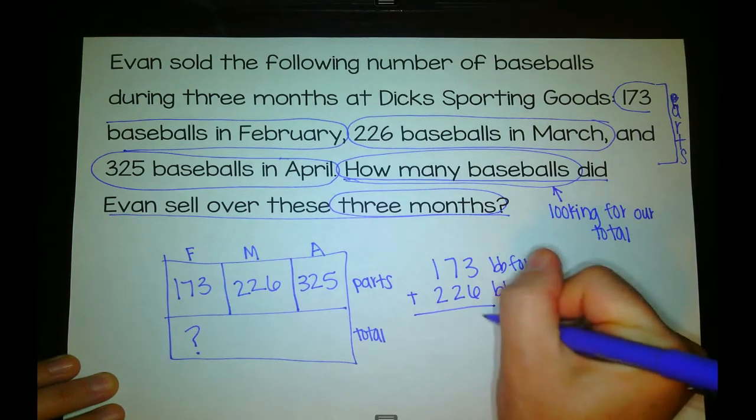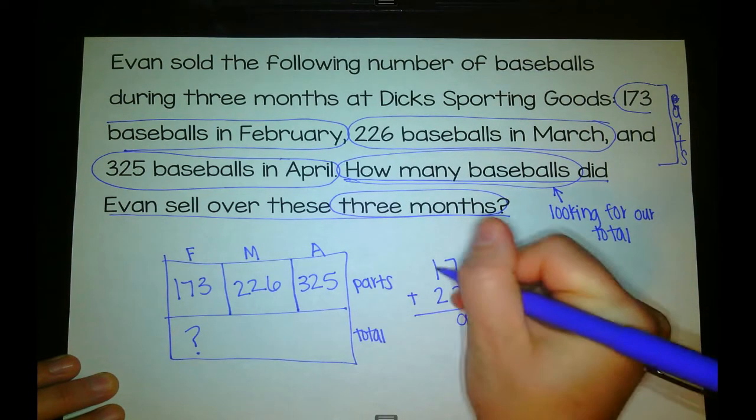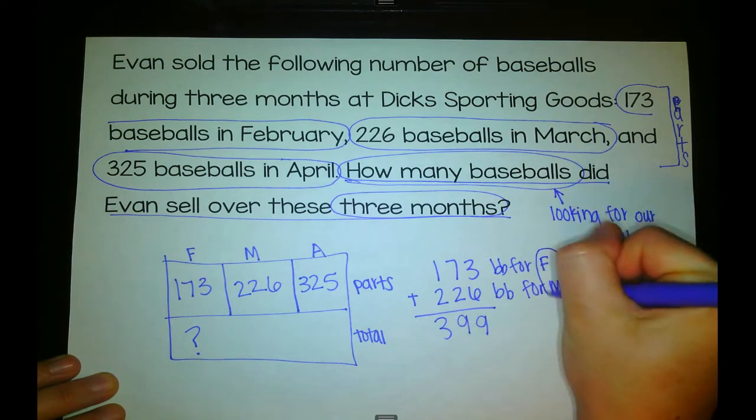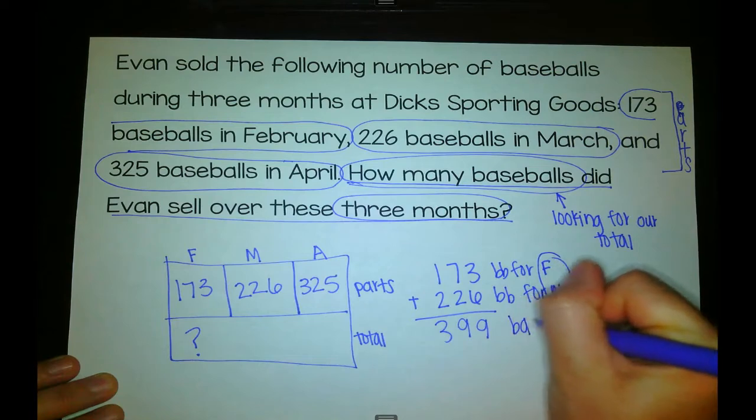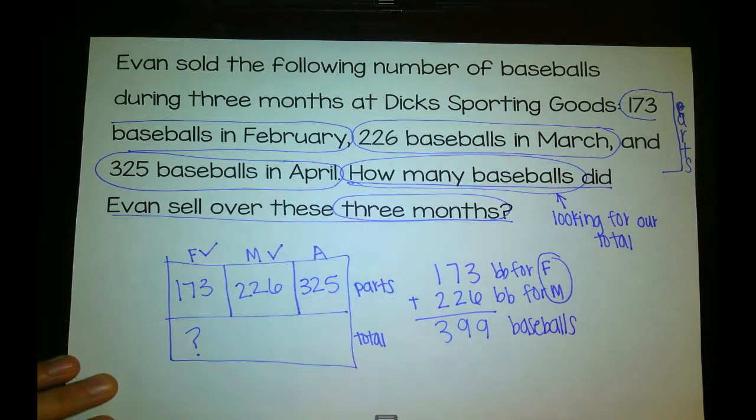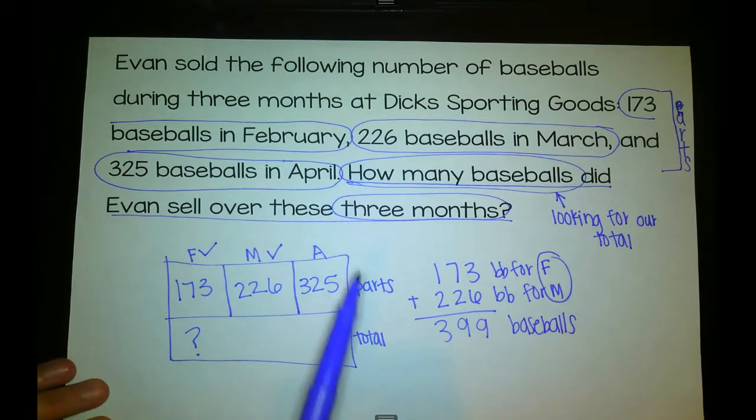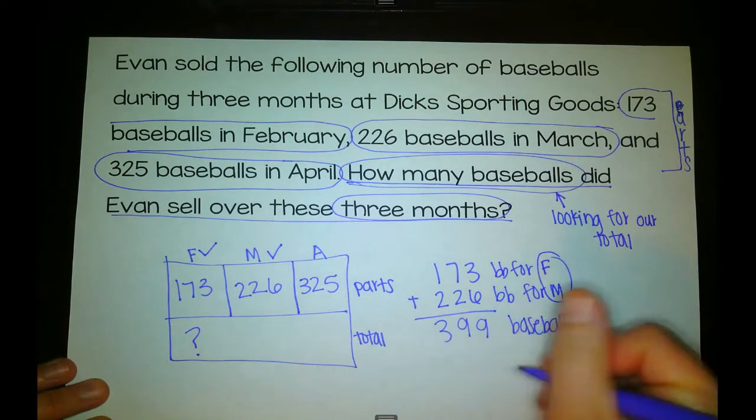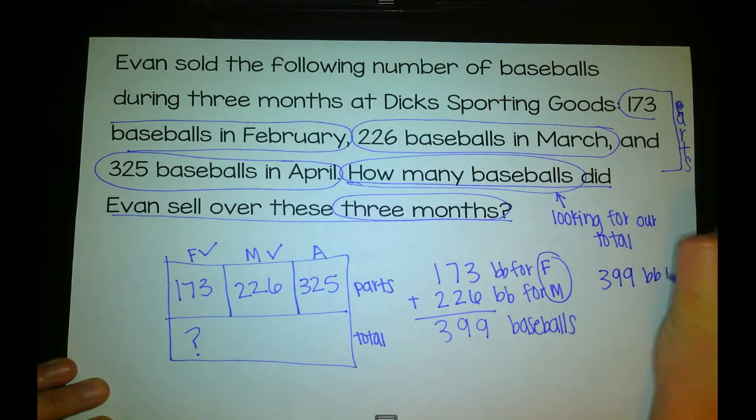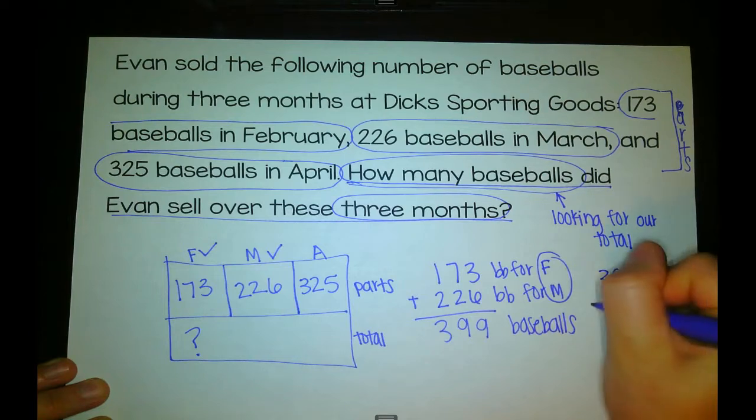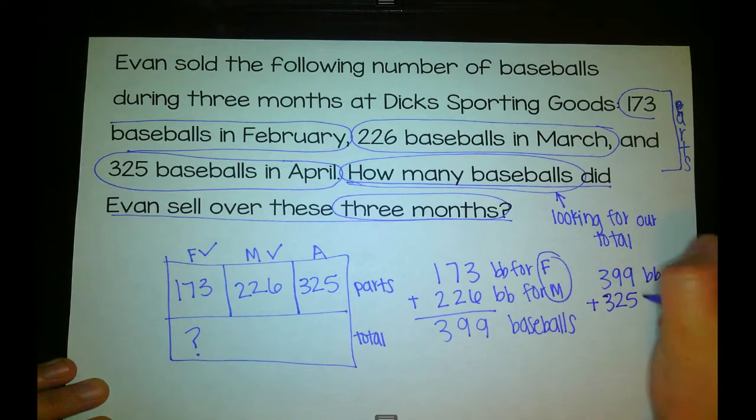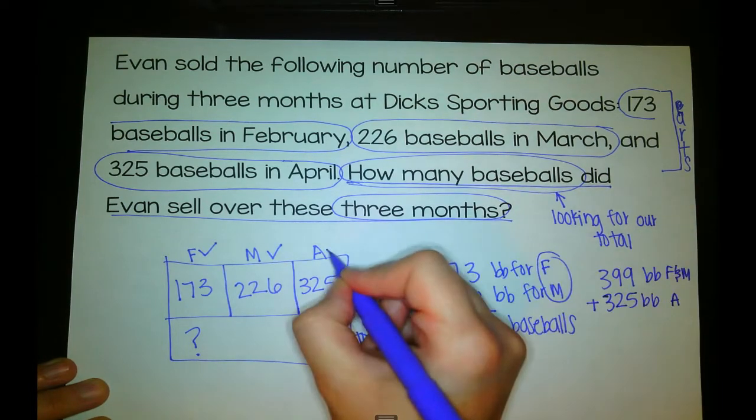3 plus 6 equals 9. 7 plus 2 equals 9. 1 plus 2 equals 3. So between February and March, Evan sold 399 baseballs. All right, so I have February, March. I'm not done yet because when I look back, I see that I still need April. So I'm going to take my 399 baseballs for February and March, and I'm going to add it to 325 baseballs for April. So I'm covering April now.